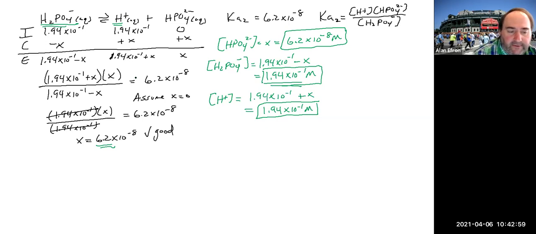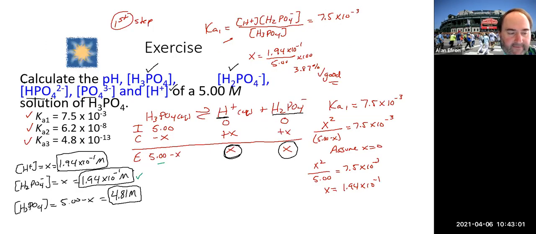So if we go back to our original question, we now have this one's answer. That leaves us one last one to go to, which is PO4 3 minus. And that's going to require us to go to the third step here. So let's do that.